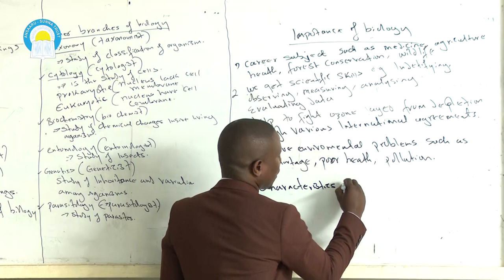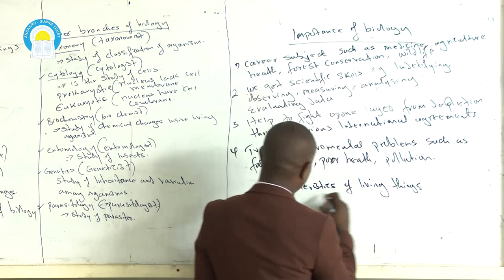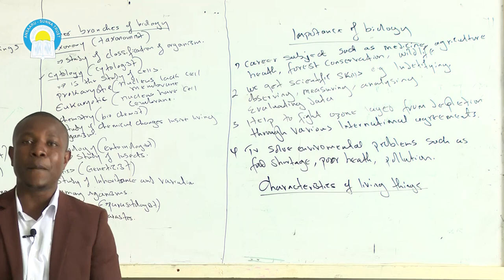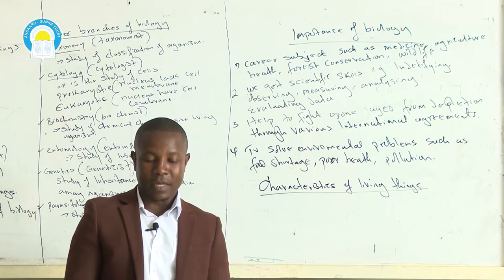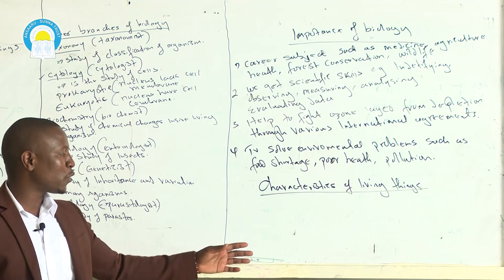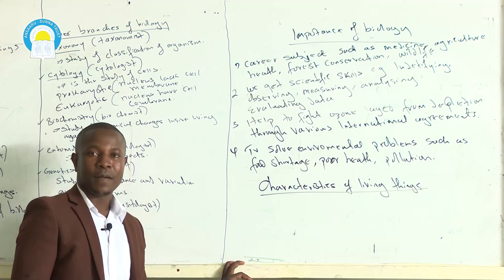Then we go to characteristics of living things. Characteristics of living things is also known as the behavior of living things, what living things do on a daily basis. For an example, if I may ask you, what do you do in your daily life routine? The things that you do when you wake up and when you sleep, what are the things that you do?